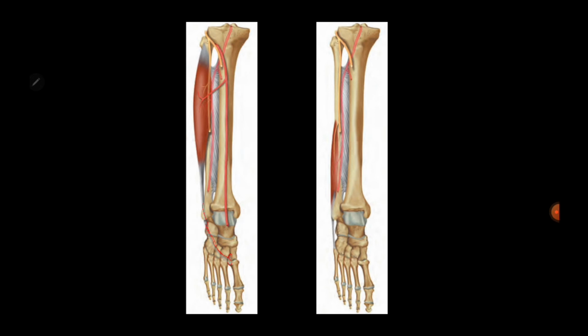Then we have peroneus brevis, which is a smaller muscle, lies deep to the peroneus longus, and its tendon courses along with peroneus longus, but it does not change its course, and it inserts over the base of 5th metatarsal. And this insertion site is a common site for avulsion fracture in cases of inversion of the foot.